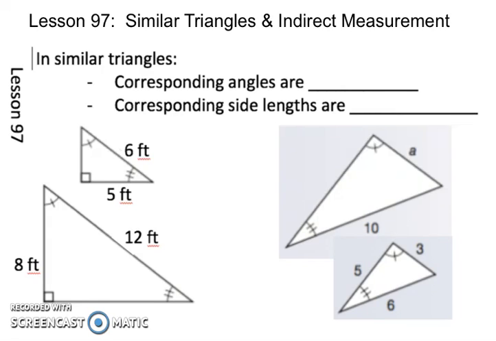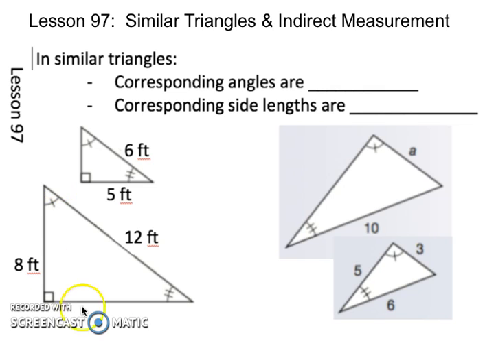All right, welcome to lesson 97. This is similar triangles. And then we're also going to talk about indirect measurement, which is a way to measure something, surprise, indirectly. So you're not going to actually measure that length. You're going to use some other lengths to figure out what it is.